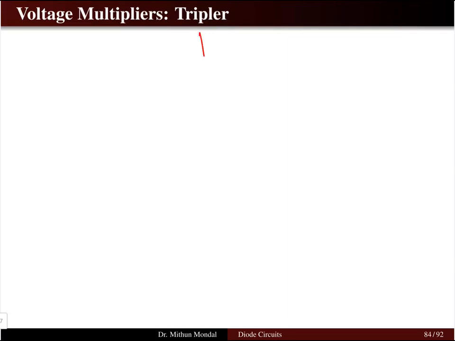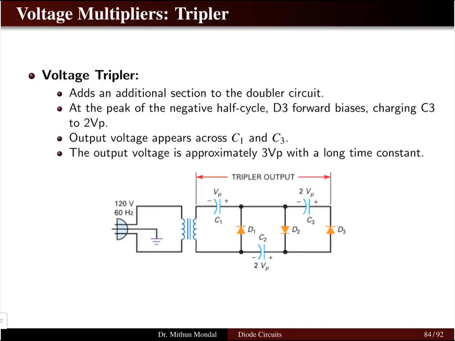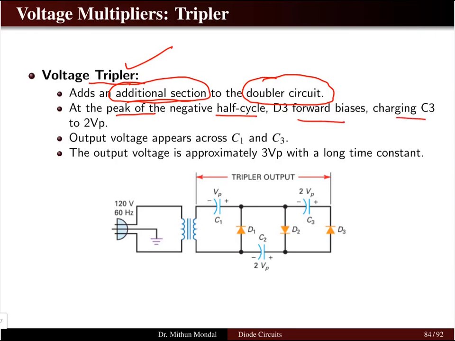What about the other variations, if we go with the tripler circuit? The voltage tripler adds an additional section to the doubler circuit. We have seen the voltage doubler, and one more section we need to add, so that will become the tripler circuit. At the peak of the negative half cycle, the diode is forward biased and charges the C3 capacitor to give 2 Vp. Here we have a step-down transformer with AC input, and we are getting the peak value at the output of the transformer.